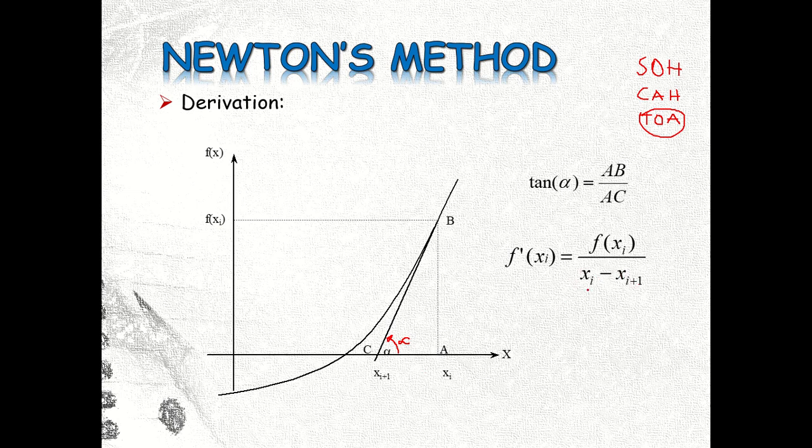So this x sub i is just the distance from the y-axis towards point A. So this is our x sub i. And then our x sub i plus 1 is the distance from the y-axis to this point C. So this is our x sub i plus 1. So from here, we can calculate the difference. So the difference is this.